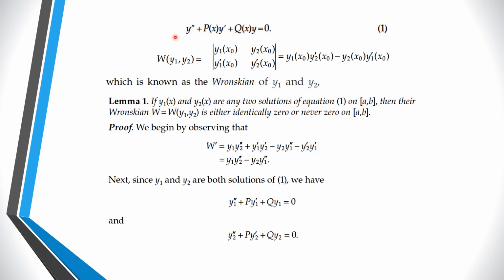So that means y1 double prime plus p(x) y1 prime plus q(x) y1 should be 0, and y2 double prime plus p(x) y2 prime plus q(x) y2 will be 0. This is our observation, that y1 and y2 both satisfy equation 1. Moreover, what is the Wronskian of y1 and y2? The Wronskian of y1 and y2 is y1 y2 dash minus y2 y1 dash.